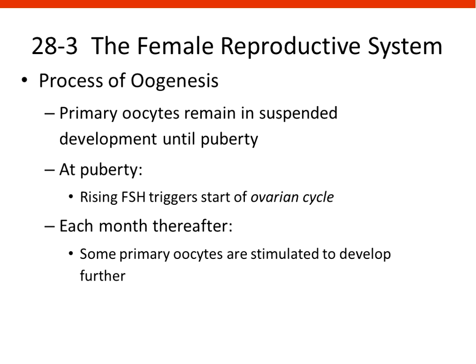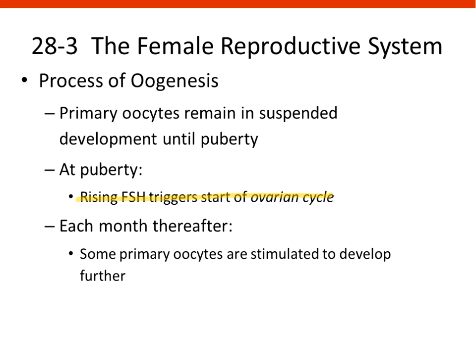And once again, it's kind of repeating the same information. Primary oocytes remain in suspended development until puberty. At puberty, because of those rising levels of follicle-stimulating hormone, since we have said the name of this hormone so many times, I want you to remember what it does in the male and in the female. For both of them, it helps to trigger the process of oogenesis or spermatogenesis, which is gamete production.